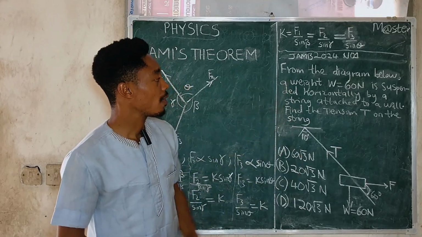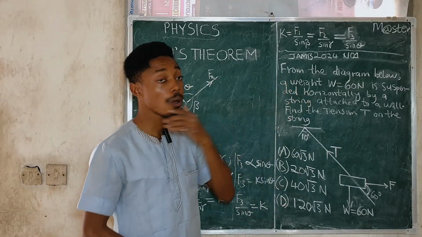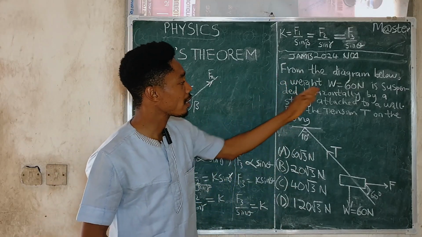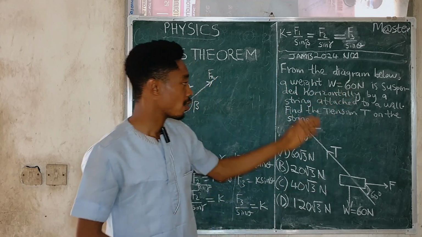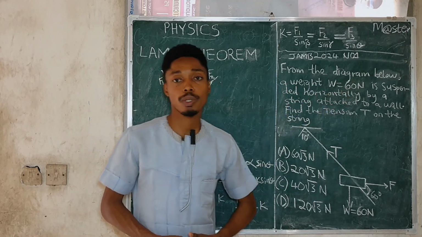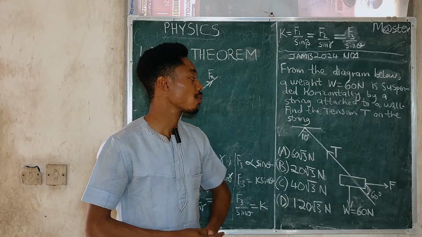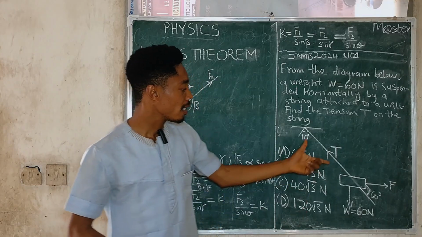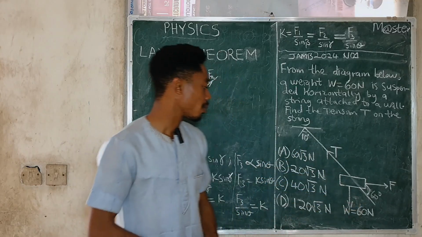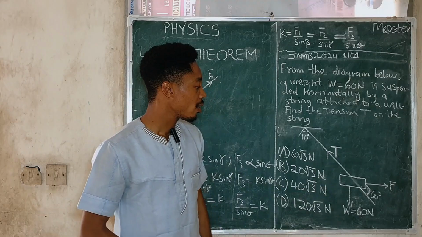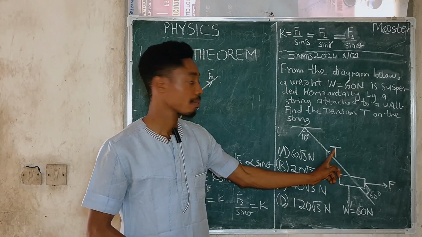The first question says, from the diagram below, a weight W equals 60 Newton is suspended horizontally by a string attached to a wall. Find the tension T on the string. This is the diagram given to you to find the tension T.